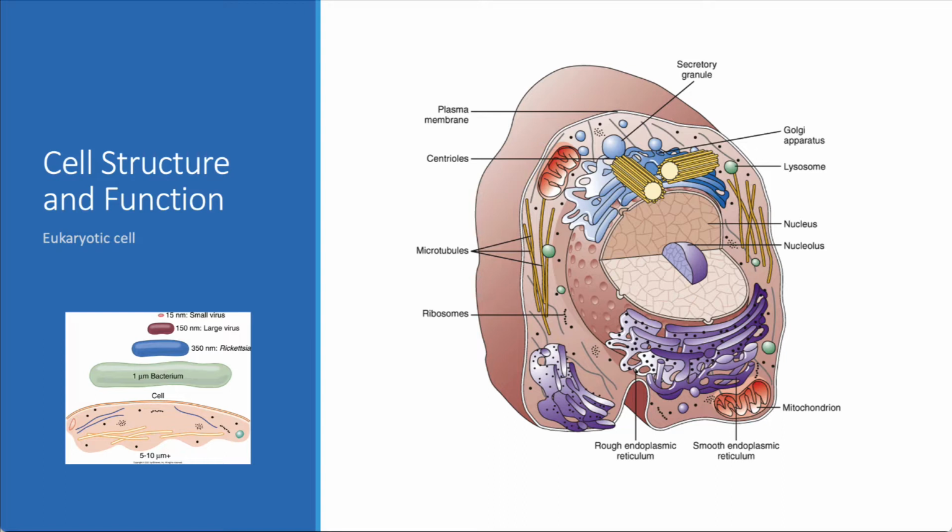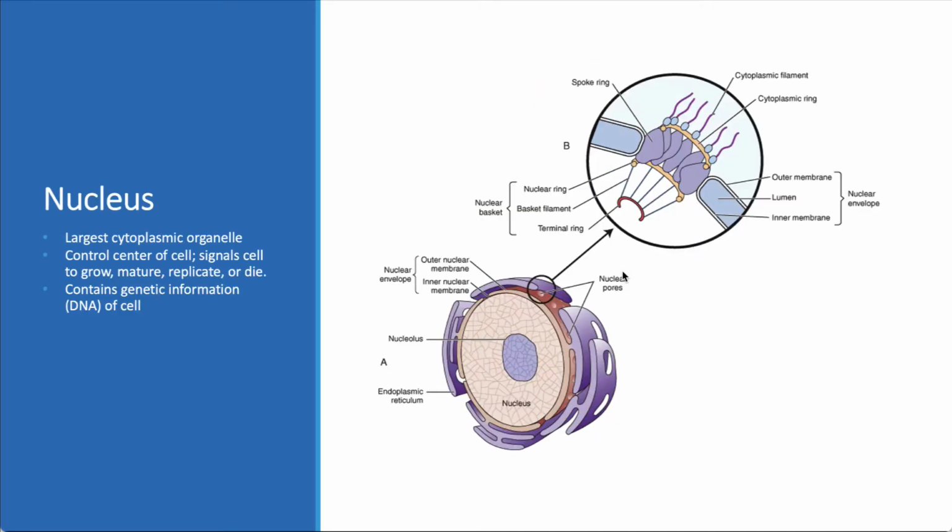Just for reference sake, I have this slide from Guyton and Hall that illustrates the relative size of the cell. So a cell is 5 to 10 micrometers. For reference sake, 1 micron is about the size of a bacterium, and tiny viruses are 15 nanometers. So remember all these components. We're just going to focus on a couple of the important ones.